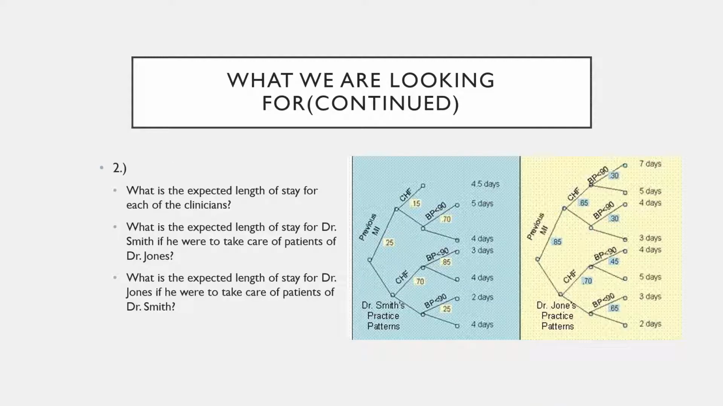The second part of the assignment deals with looking at decision trees for 2 different clinicians. There's 3 parts to the second question. The first is, what is the expected length of stay for each of the clinicians? The second part is, what is the expected length of stay if Dr. Smith were to take care of Dr. Jones' patients? And the third part is vice versa, if Dr. Jones were to take care of Dr. Smith's patients.